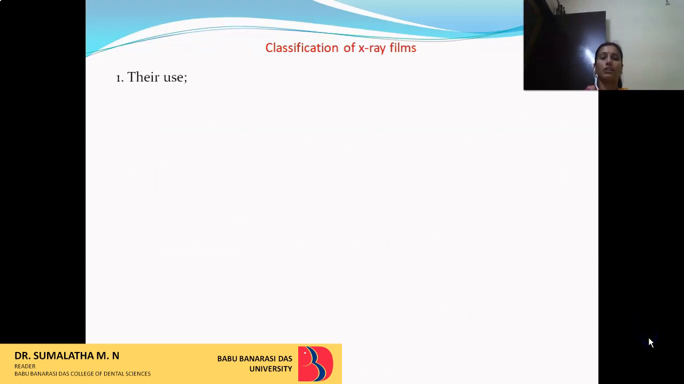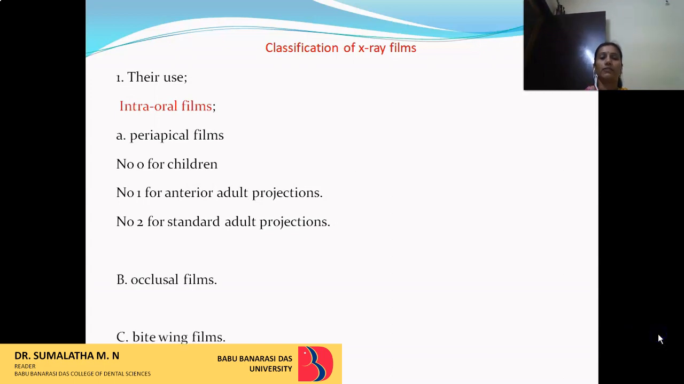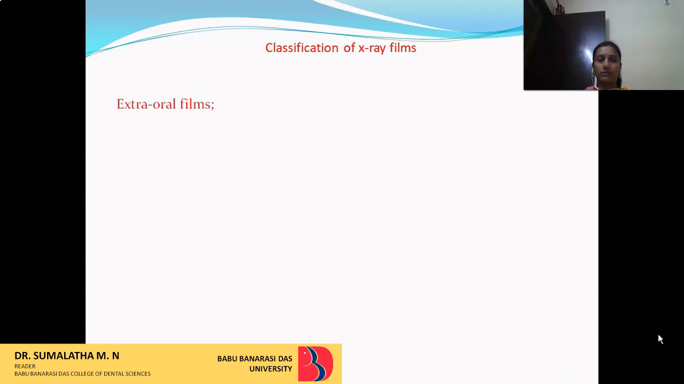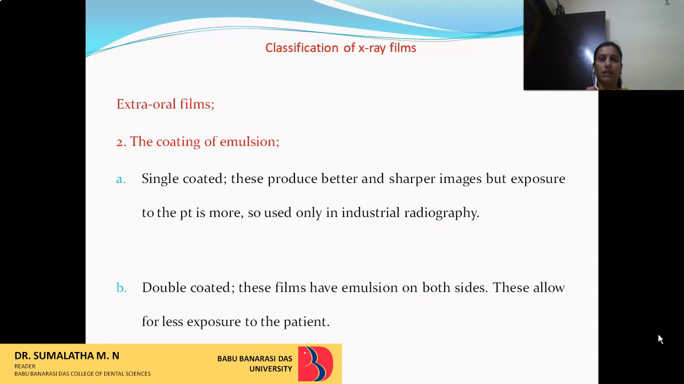Coming to the classification of the X-ray film, based on their use, they are classified into intraoral films and extraoral films. Intraoral films are those films that are used inside the oral cavity. They are again classified into periapical films, occlusal films and bite-wing films. As the name suggests, extraoral films means the films are placed outside the oral cavity.